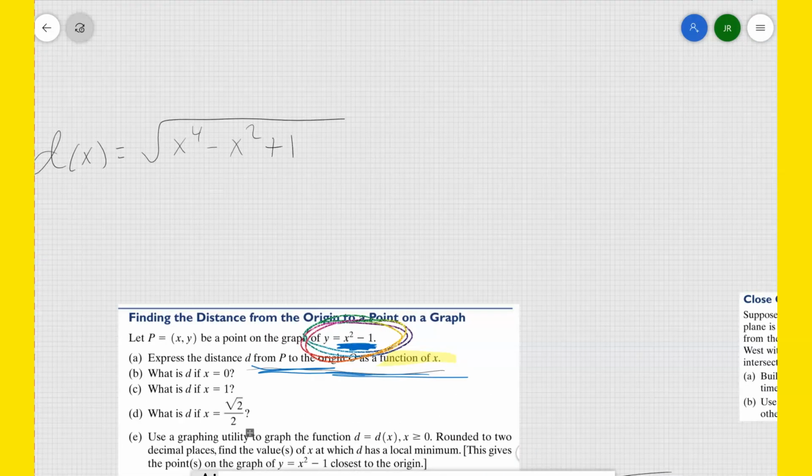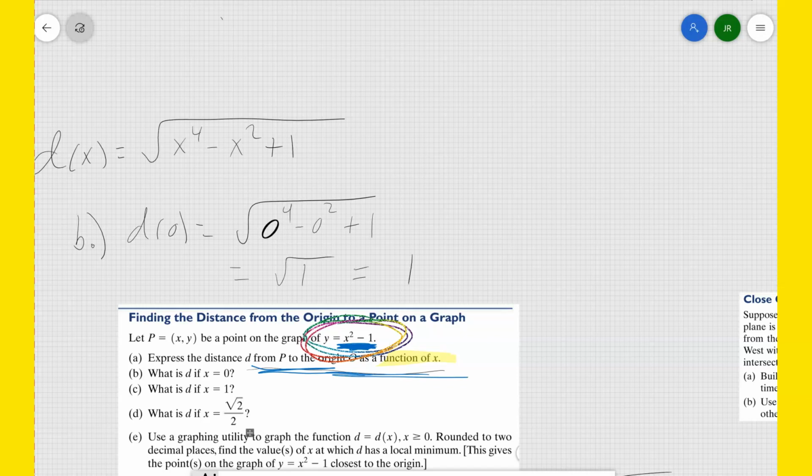Part B. What is d if x equals 0? Well, that just means I plug 0 in for x. D of 0 equals the square root of 0 to the 4th minus 0 squared plus 1, which is just the square root of 1, which is just 1. And I actually knew that already, right?